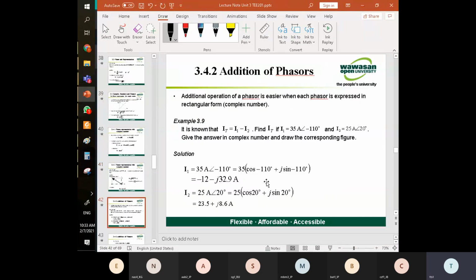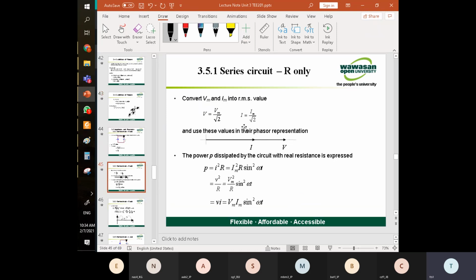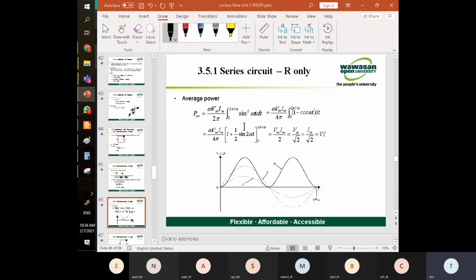Why do we need to convert? Sometimes, when we divide or multiply, in polar form we can divide and multiply each other, right? But to add together, we should use the rectangular form. You can see here, when you try to add this number and this number, if we convert to rectangular form we can just add this negative 12 to this 23.5. We can just add them up like this. But when you try to divide, you better convert to polar form. You can see the example here.